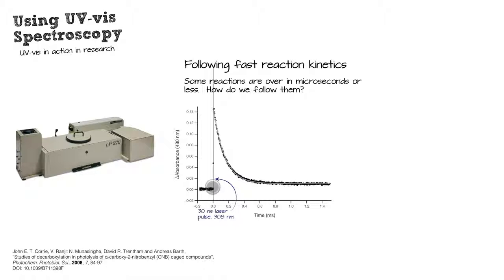So here's your pulse of light. This one's lasting 30 nanoseconds, so that's a really long pulse compared to femtoseconds. And we hit it at 308 nanometers, and that is the absorbance spectrum for a particular group on this molecule that leads to that structural change. And then we observe the absorbance at 480 nanometers as it falls away. So we've created a molecule and we watch it change as the reaction happens.